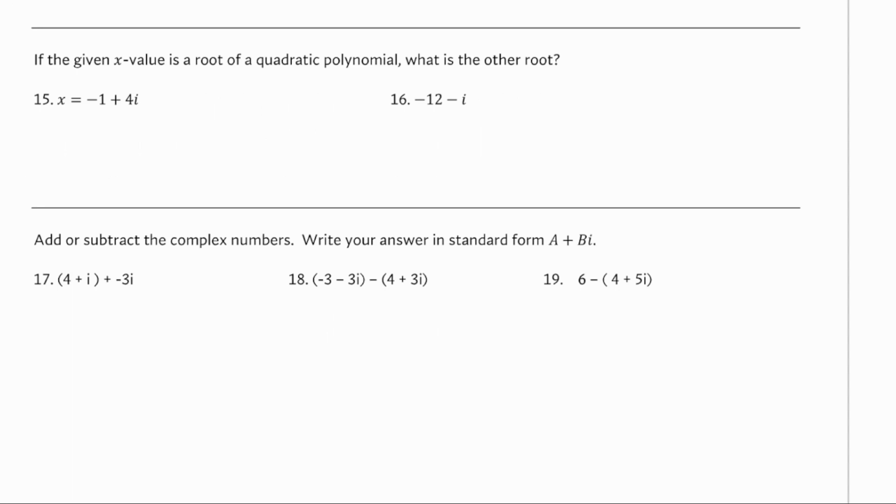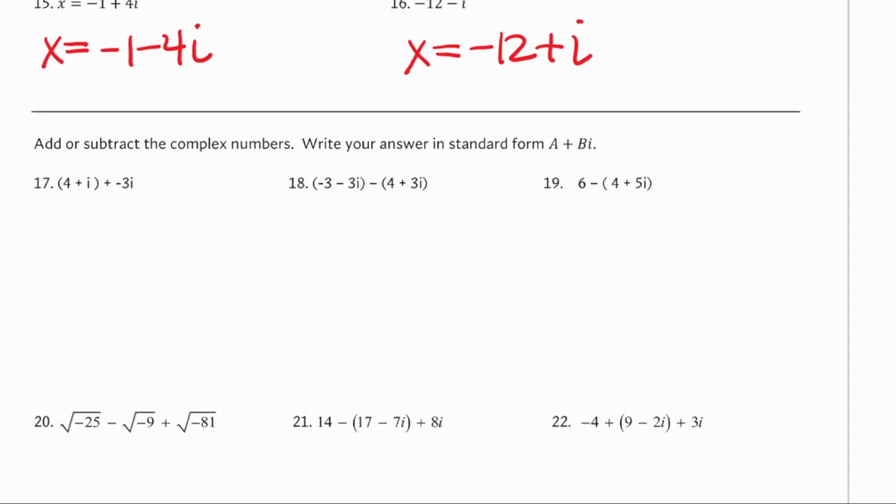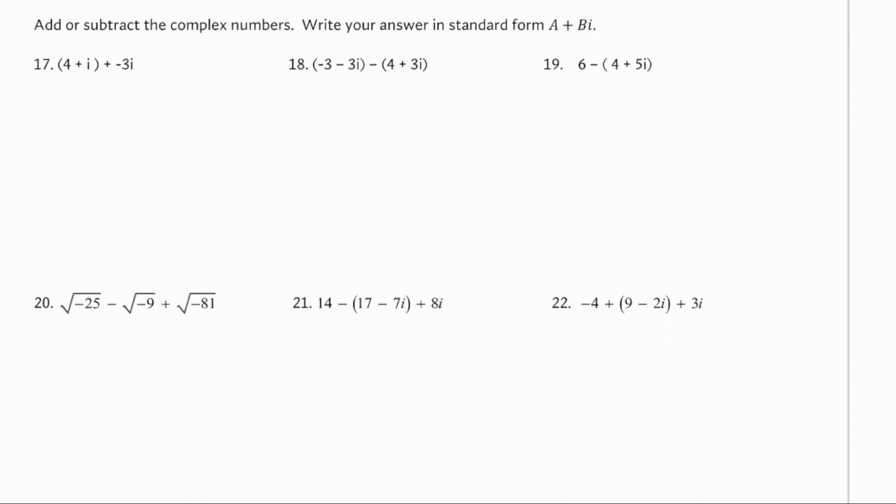So I don't know, I'm not going to waste too much time on this. I'm just going to say, all right, x equals negative 1 minus 4i, and x equals negative 12 plus 1i. That's going to be the other root if we've got those given roots of a quadratic polynomial. Okay, now let's do some arithmetic.